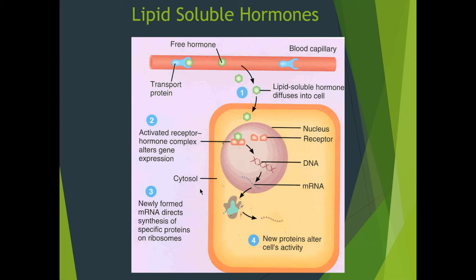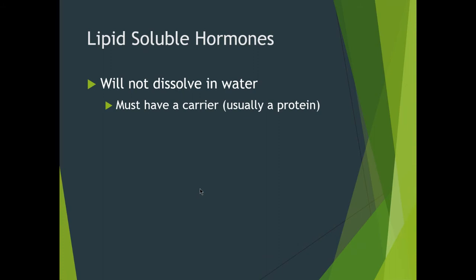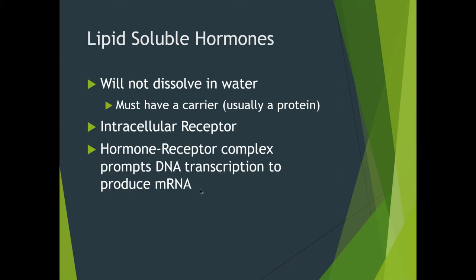What it's going to do then is find its receptor. Once it finds its receptor, we're going to create a hormone receptor complex, and together those are going to interact with the DNA. Let's look at it in a little more detail. So, they won't dissolve in water, must have a carrier. They do not need an extracellular receptor. The receptor's on the inside because the hormone can enter the cell with ease.